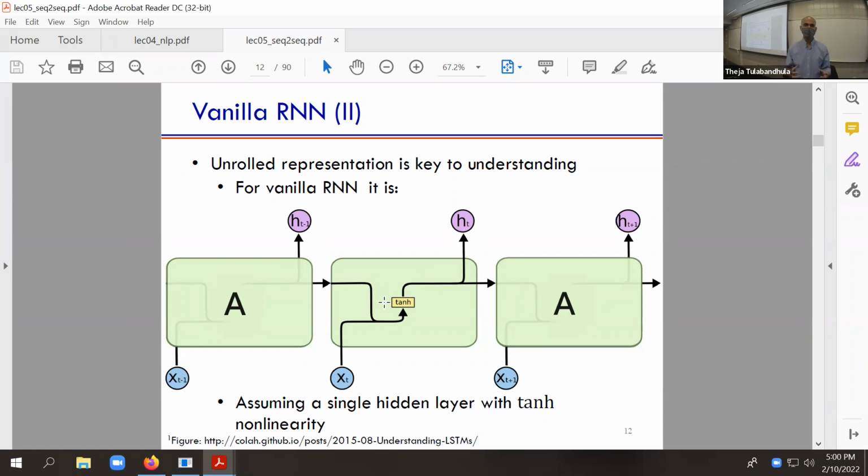You can define this using nn.Module, by extending the class, easily in PyTorch, for example. So this is the vanilla RNN, and it basically has a single hidden layer with a tanh nonlinearity.